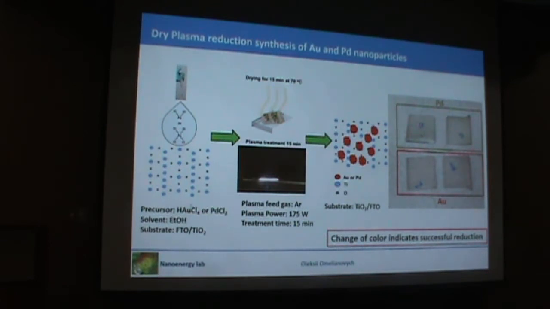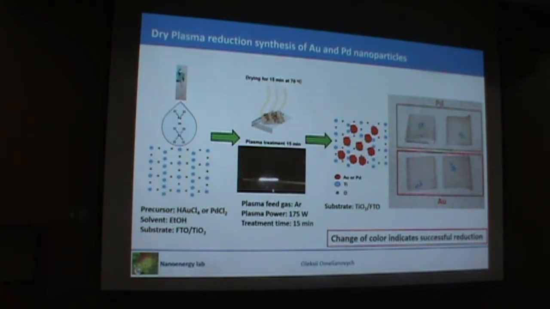For the purpose of this experiment, for example, I used ethanol, and then the precursor in the liquid form is drop casted on the substrate. For this experiment, it was FTO and a titanium dioxide film deposited on FTO. After that, there is a drying step where the substrate is moved to the oven at 70 degrees for 15 minutes, where the solvent is allowed to evaporate to obtain the metal salt in a solid form on the surface, and then it is subjected to plasma.